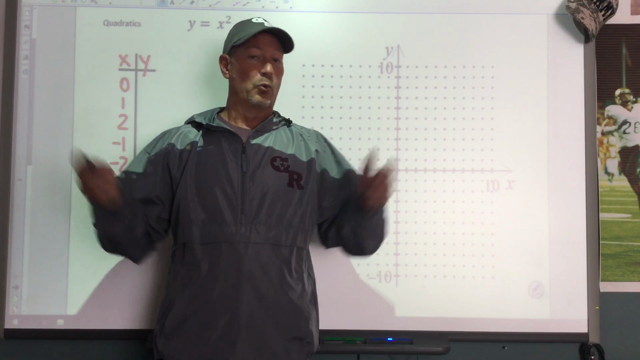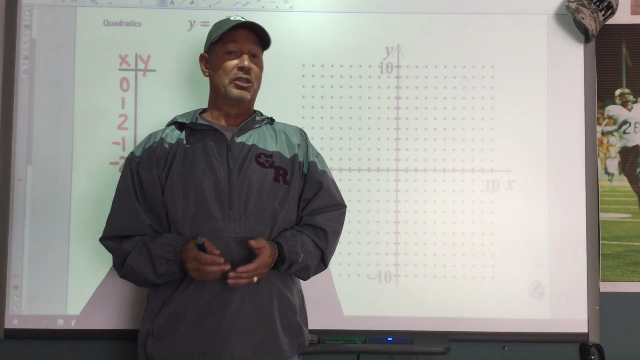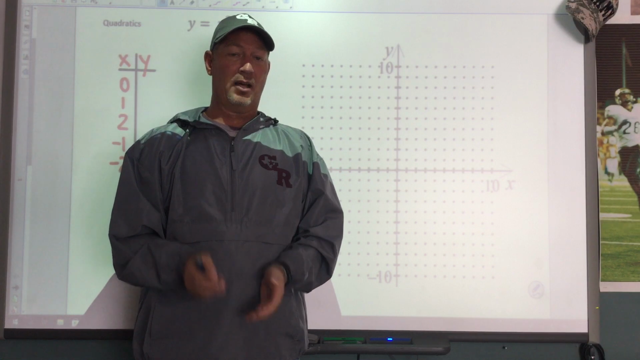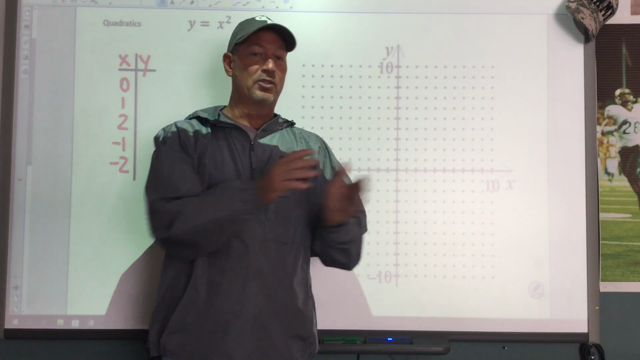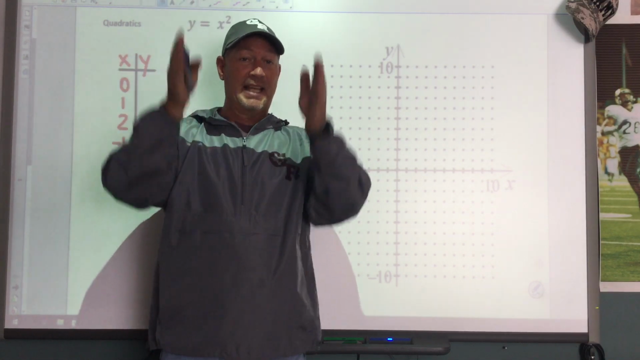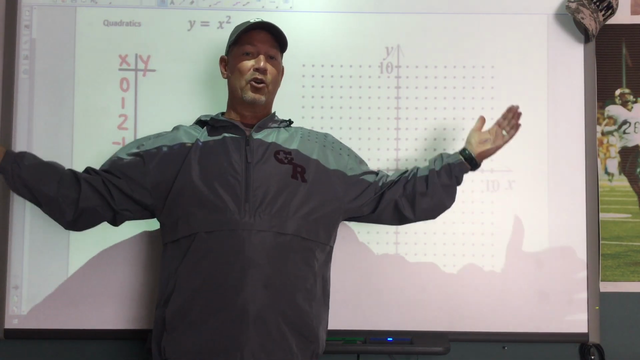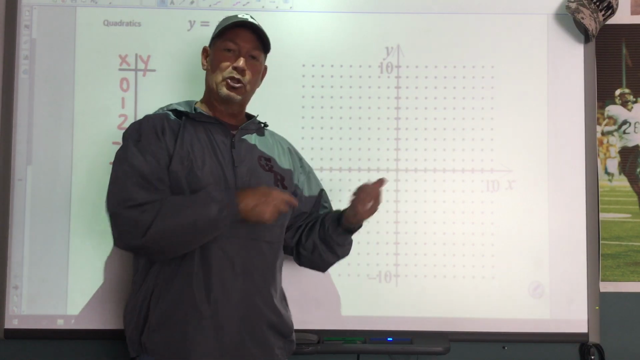We can reflect over the x-axis, so it would open down. We could shift it up, we could shift it down, we can shift things to the right, we can shift it to the left. We can stretch them vertically and make it skinny, or we can vertically compress them to where it gets flatter or wider, okay? So let me show you what I'm talking about.